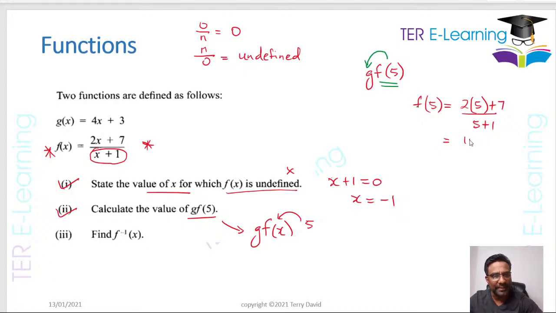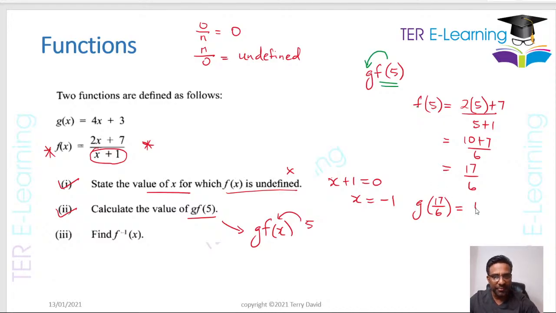So we're just going to simplify this. 5 2s are 10 plus 7 over 6. That's going to give me 17 over 6. So that's my value for f of 5. Now I'm going to take that answer and plug it into g. So I'm going to find g of 17 over 6. The answer that I just got for f of 5, I'm going to plug into the function g.